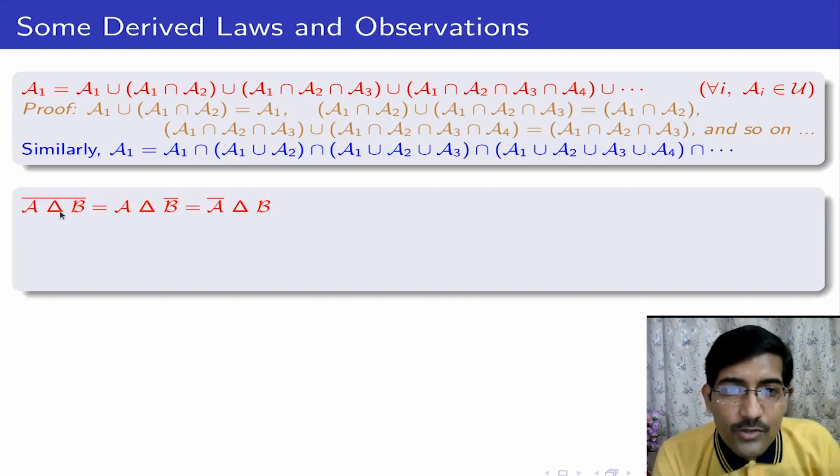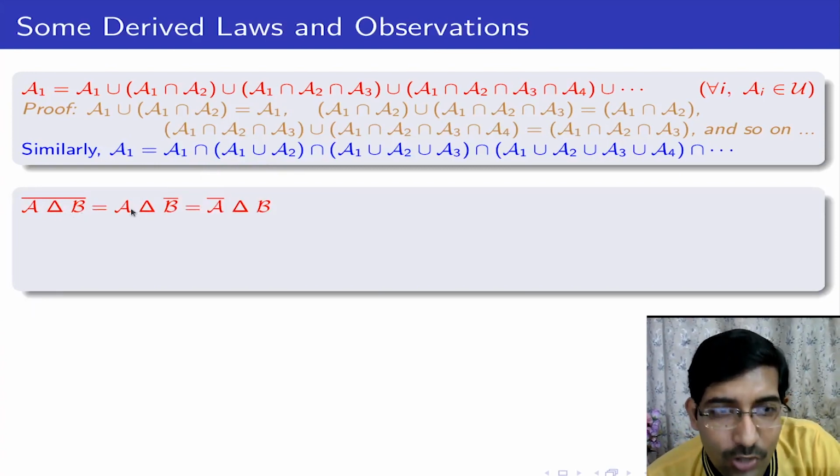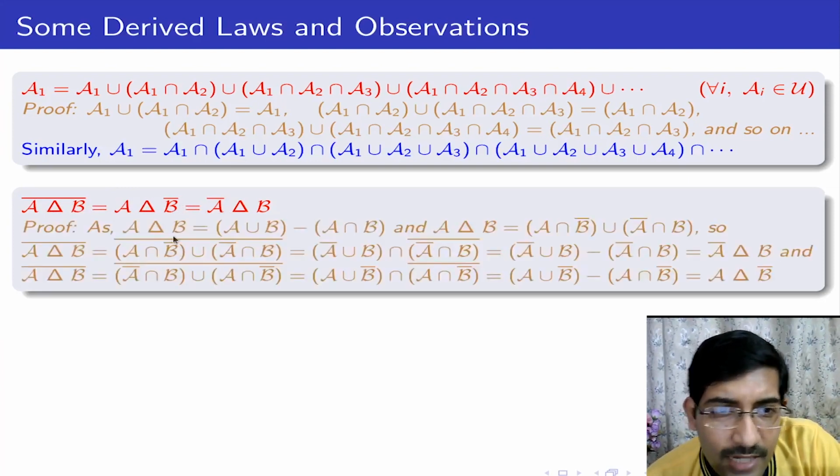This is interesting. For symmetric difference, De Morgan's law is not directly valid, whereas if it is union or intersection, we could have directly taken the complement and changed union to intersection and vice versa. But this means A delta B bar is the same as A bar delta B. Just to prove this jugglery, you know that A delta B is A union B minus A intersection B, and also you know that A delta B is A intersection B bar union A bar intersection B. So I will use this.